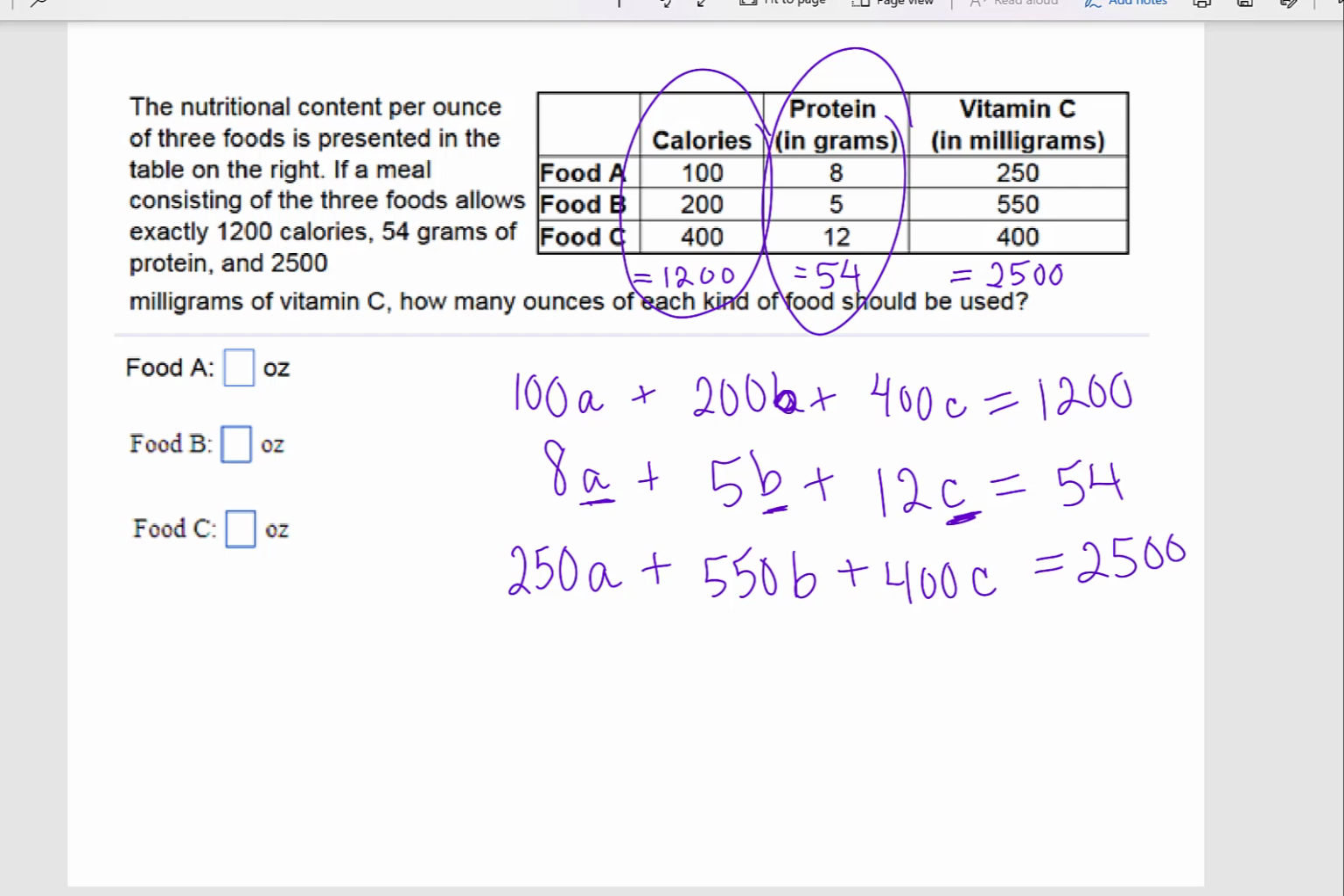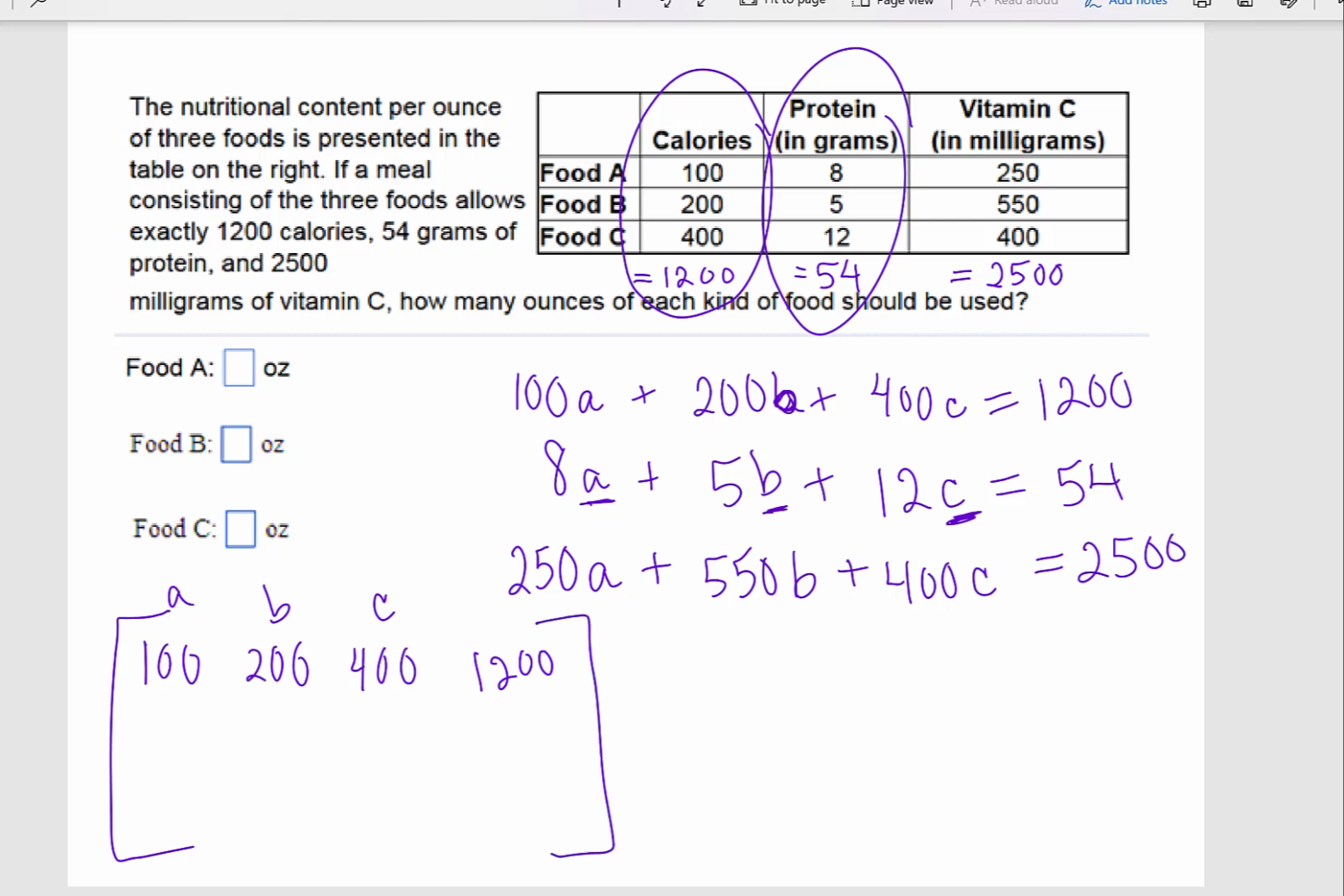So be careful, because this question can be very confusing to set up because of the way that the information is given. Okay, now I'm going to make my matrix. So 100, 200, 400, this is A, B, C, and that's my constant. 8, 5, 12, 54, 250, 550, 400, and 2,500.